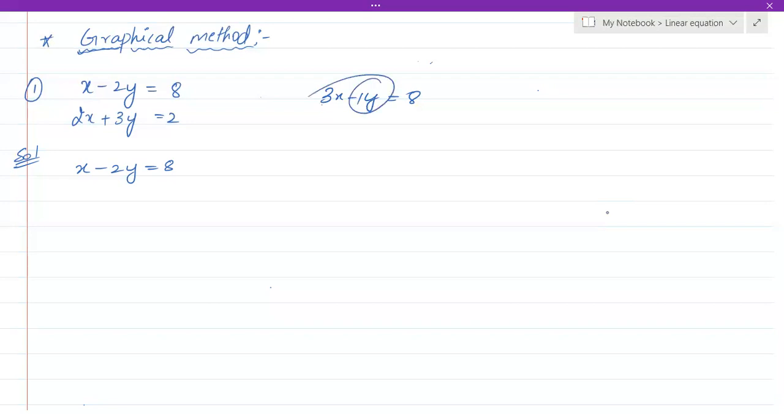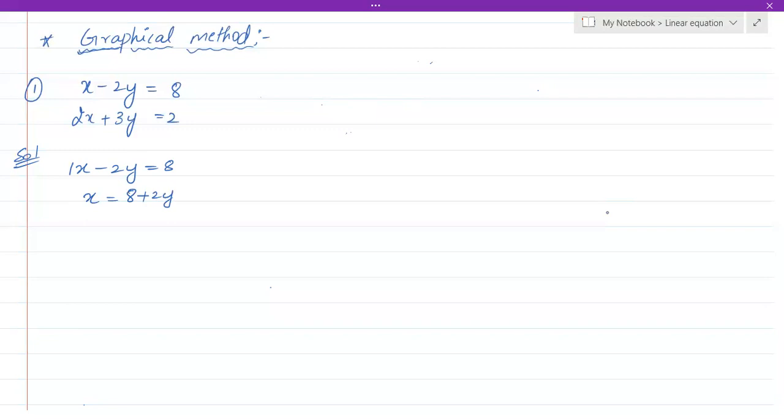In the sense, I'm going to keep this y in the LHS, and the rest of the things I'm going to send to the other side. So that is the small modification. So remember, you have to solve for that variable whose coefficient is 1. So in the first equation, the coefficient of x is 1, so I'm going to solve for x. That is, keep x. We don't want the minus 2y, so send it to the other side. So it will become 8 plus 2y.